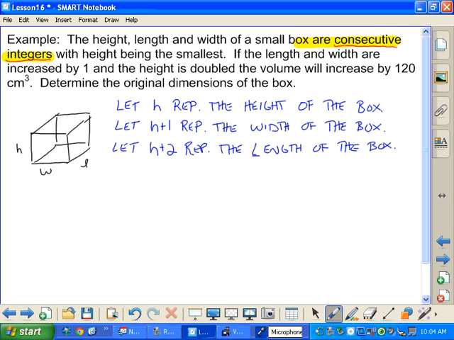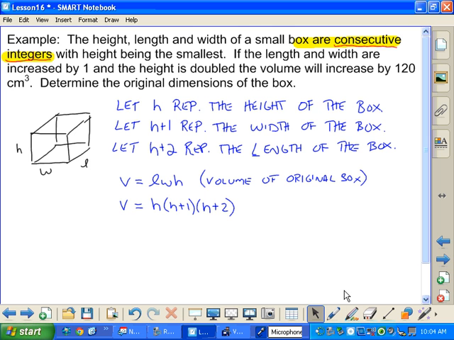That means that the volume of the original box is length, width, and height. Do they give us a value? Nope. So we know volume equals length times width times height. So just replacing it, we would have h times h plus 1 times h plus 2. So there is our original volume. I'm just going to put a box around it. I don't want to lose it.